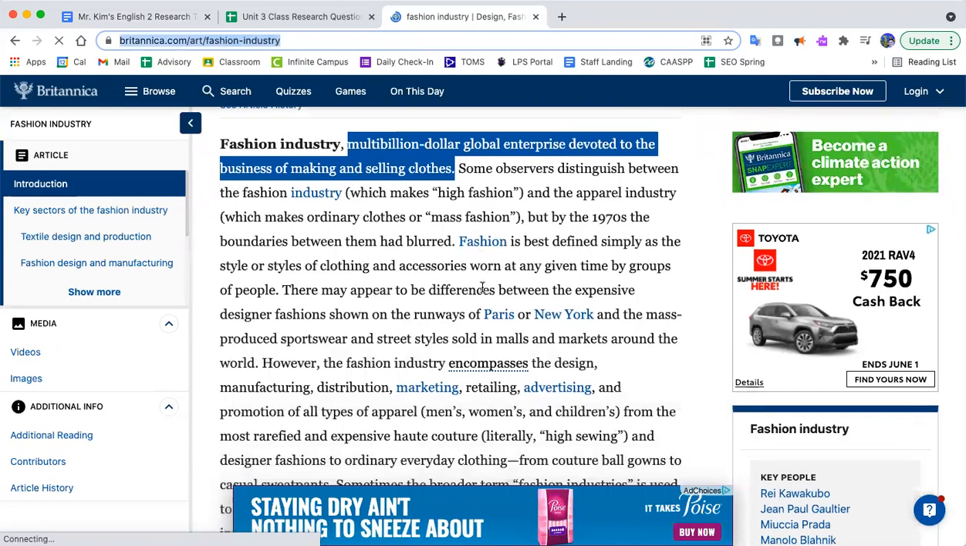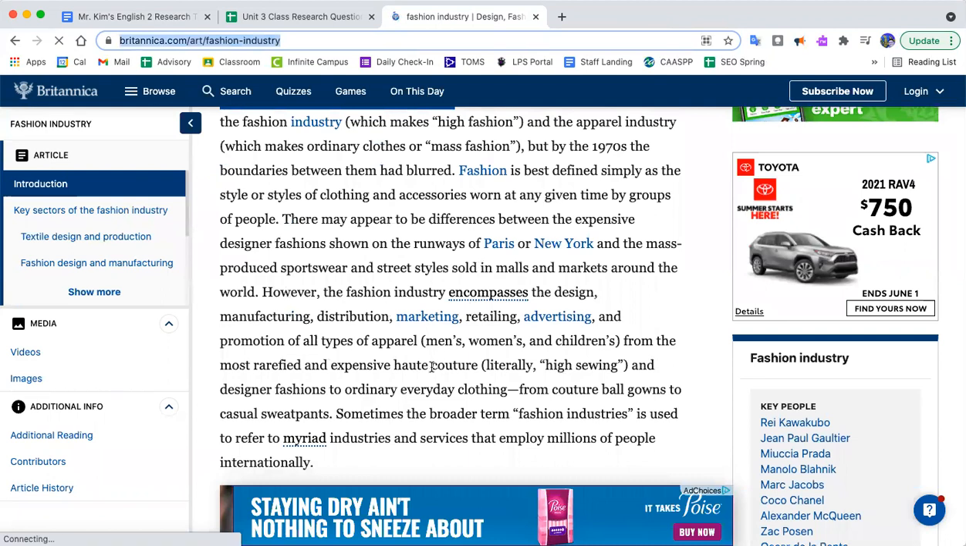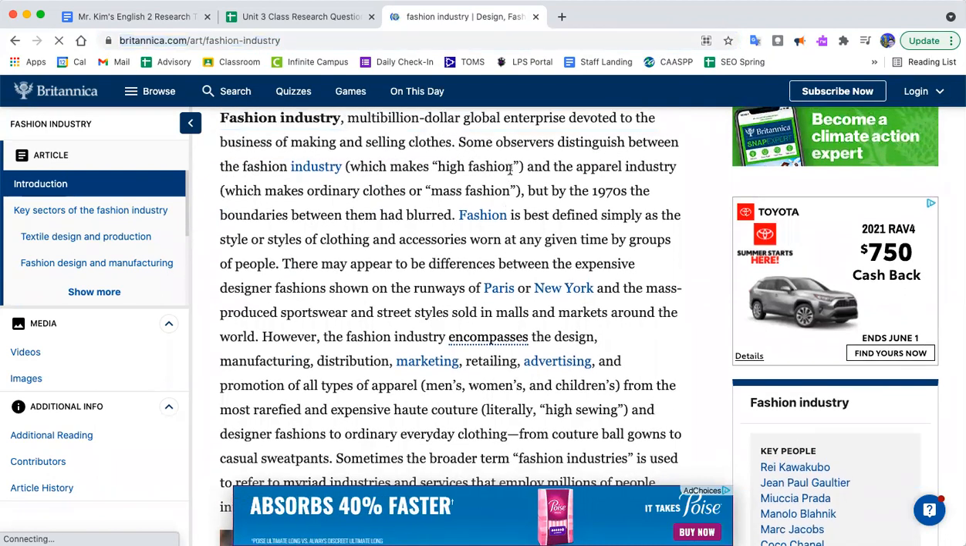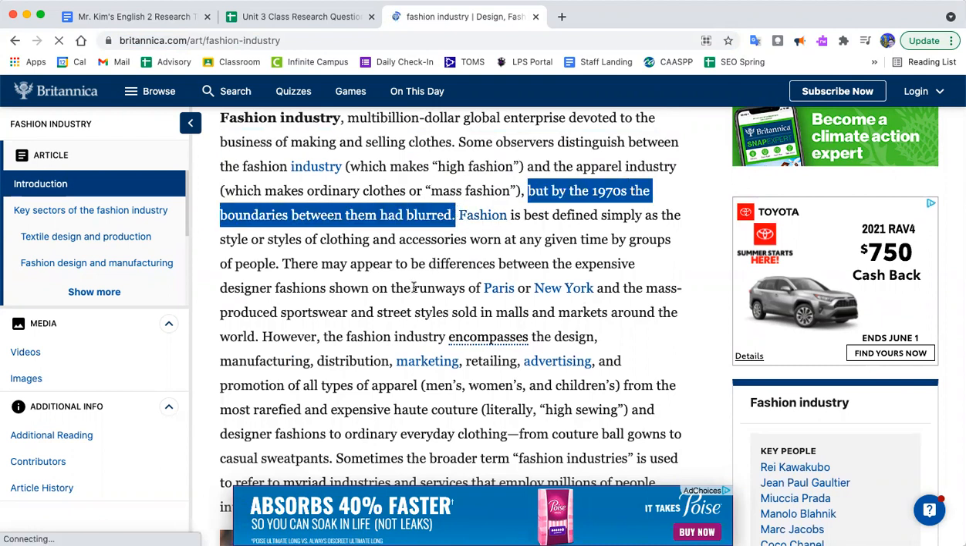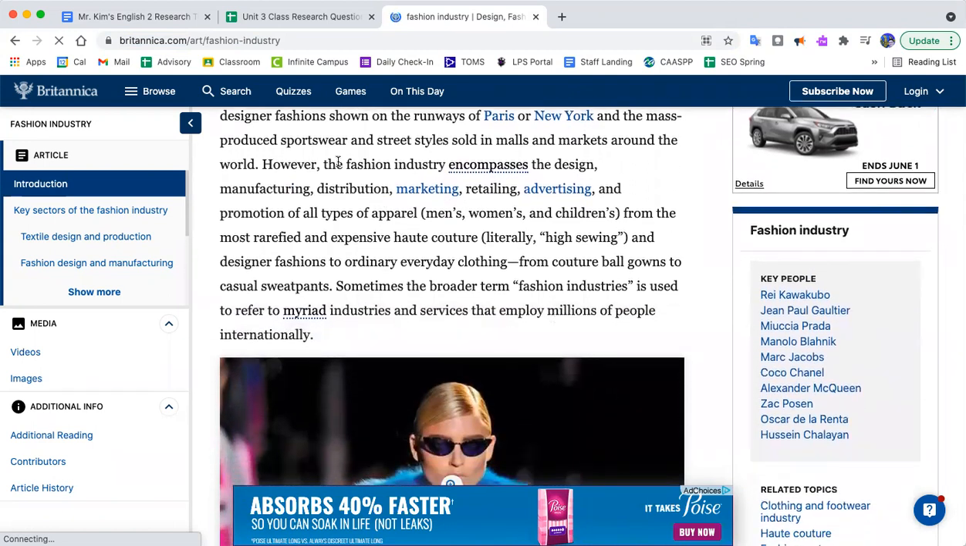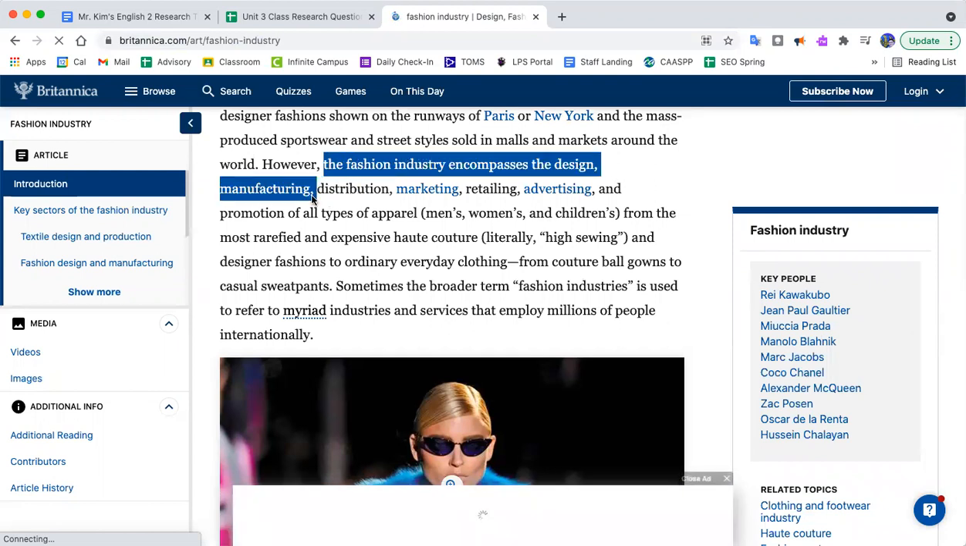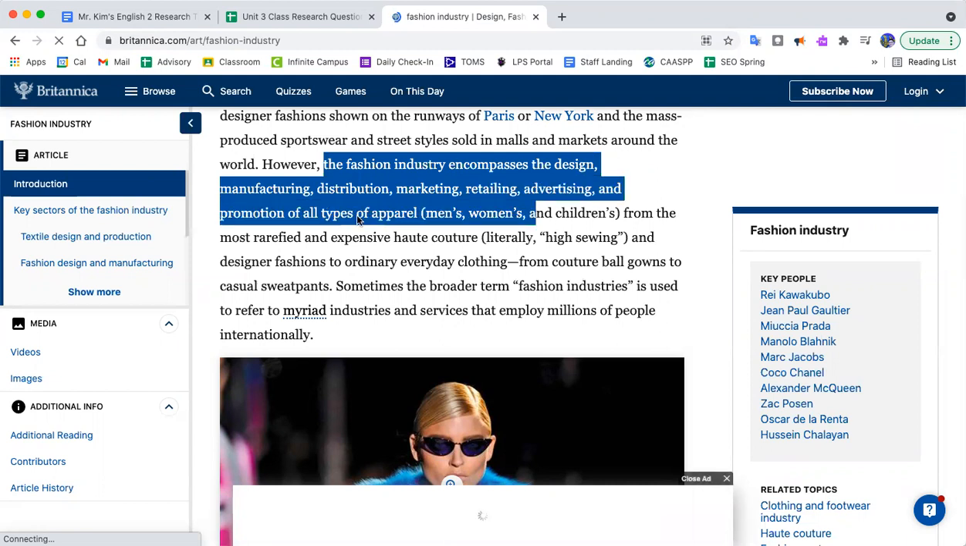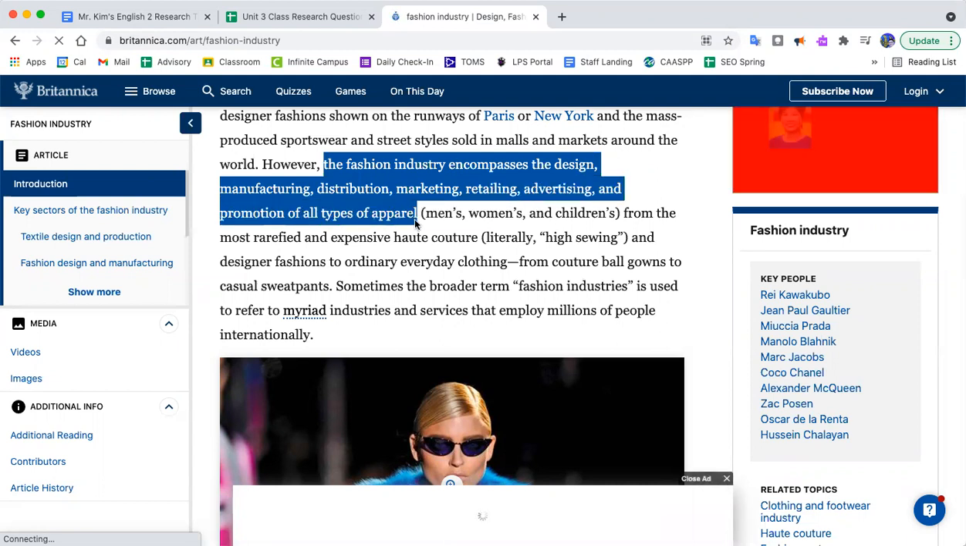It also says that there's a division between high fashion and mass fashion, although I think by now that boundary is more blurred, so that's not as important. But I think this is helpful. The industry encompasses the design, manufacturing, distribution, marketing, retailing, advertising, and promotion of all types of clothing.